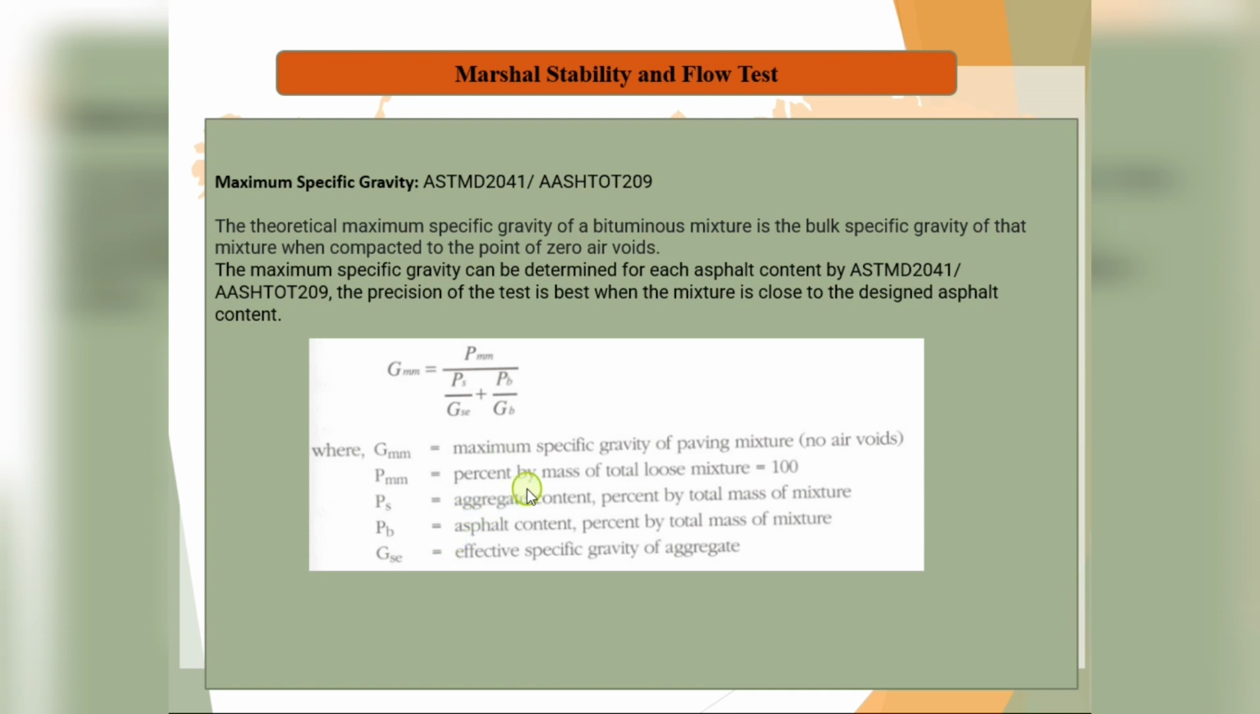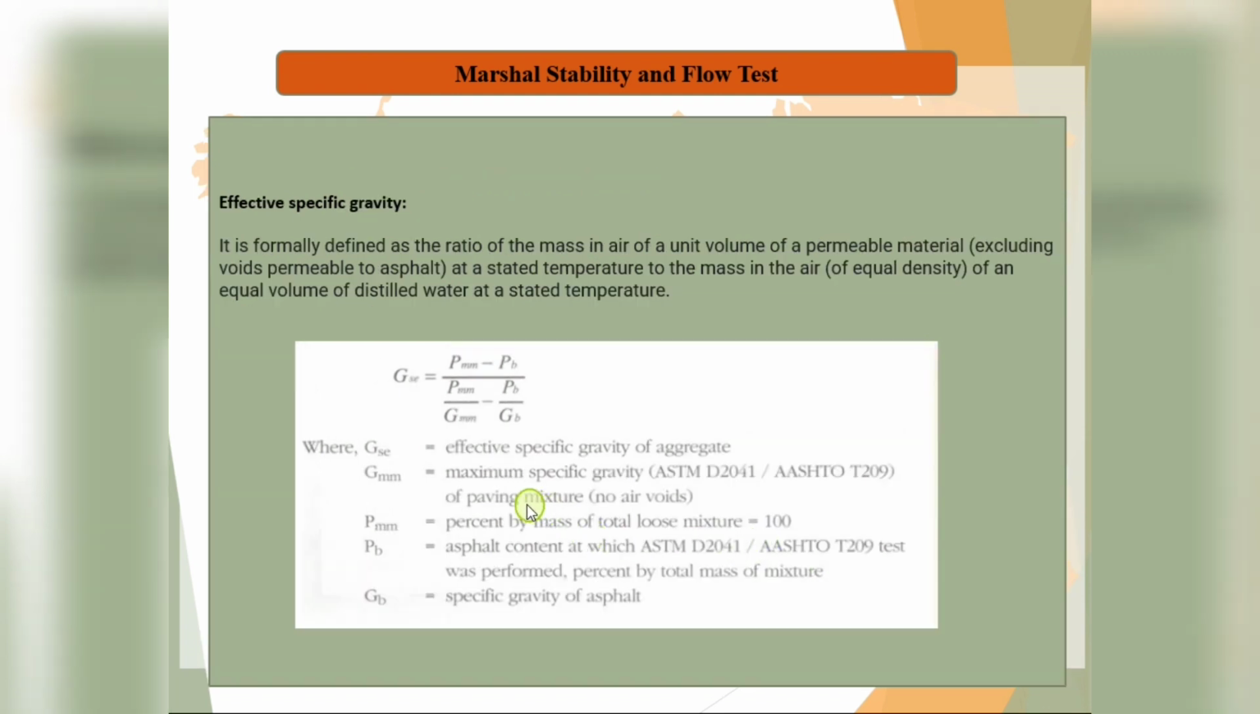What is G? G is the maximum specific gravity of paving mixture with no air voids, and Pmm is the percentage by mass of total loose mixture, and Ps is the aggregate content percent by total mass of mixture, and Pb is the asphalt content percent by total mass of mixture.